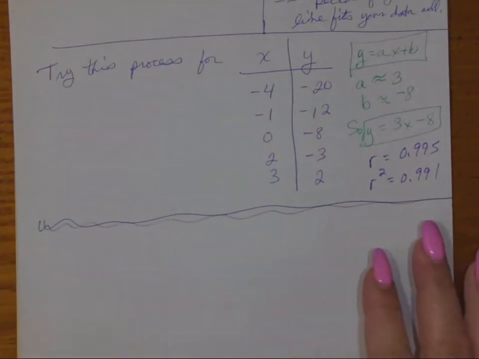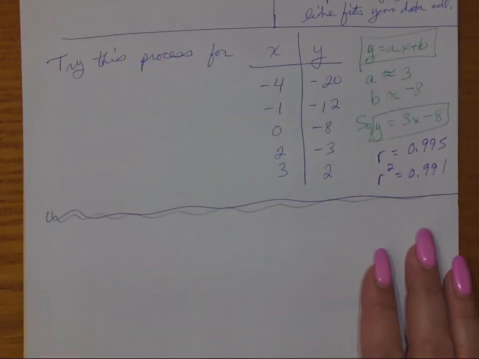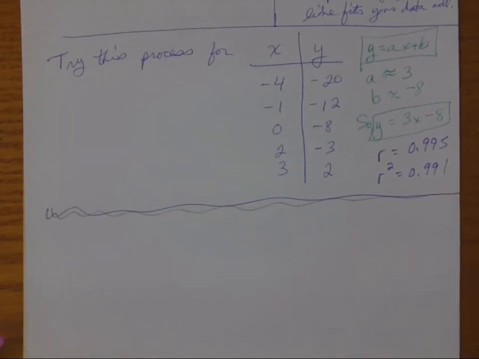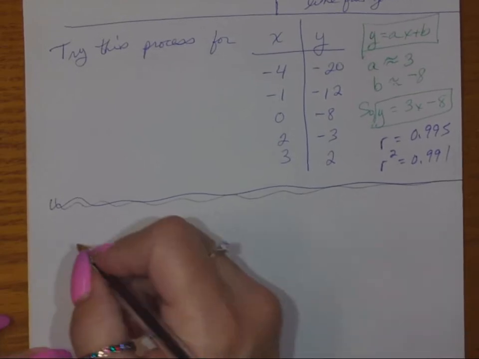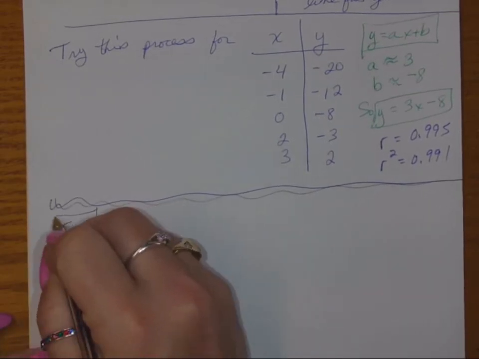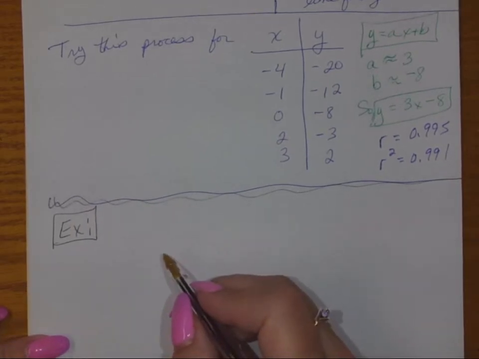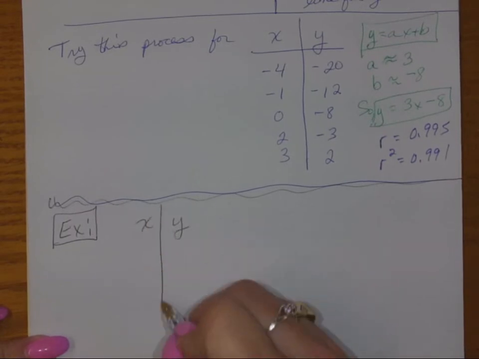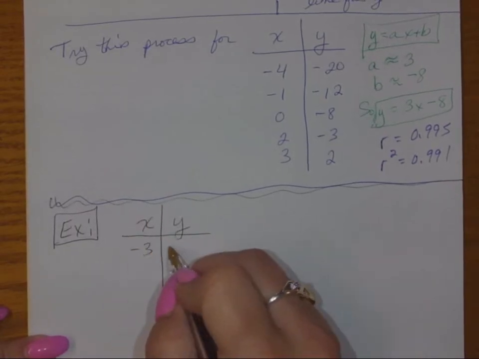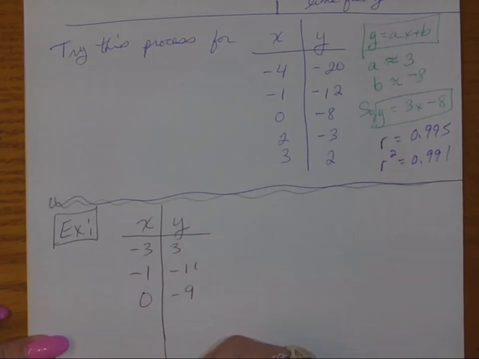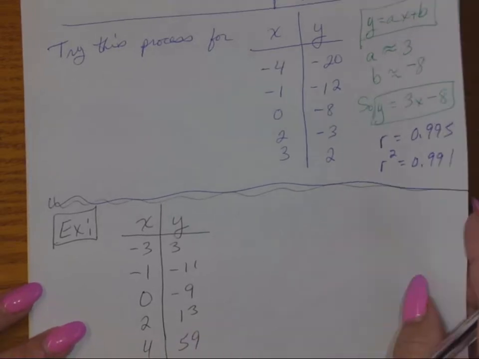All right, so that gives you a bit of a feel for how to do that. Hopefully you actually paused the video and did that on your own. I'm just going to throw in one more example so that you can see this. I'm not going to do it for you, but I'm going to walk you into the process. What if I said, here's your data points. Well, maybe I will do it with you. Negative 3 and 3. Negative 1, negative 11, 0, negative 9, 2 and 13, and 4 and 59. Okay, so again, 5 data points.